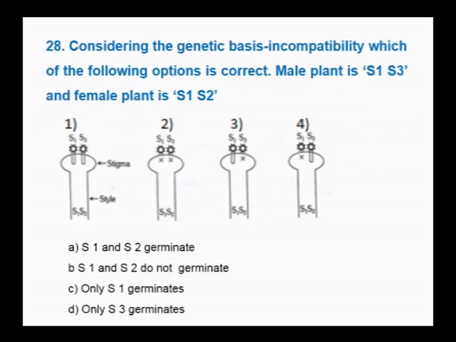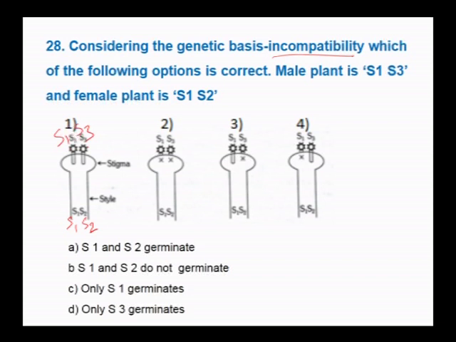Consider the genetic basis of incompatibility, which of the following options is correct. The male plant is S1, S3. So here all the gametes are S1, S3. It is not very clear in the diagram. Whereas the female plant is S1 and S2, so here the eggs are S1 and S2 in all the cases. See, what is incompatibility? If the pollen grain from the same flower or from the same plant falls on the stigma, germination does not occur.